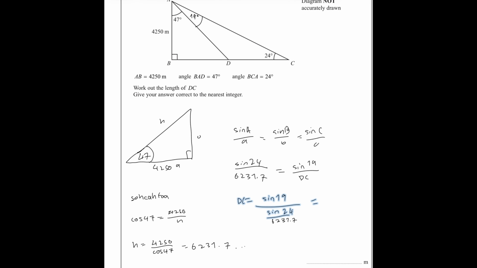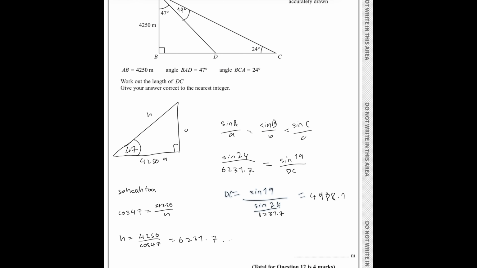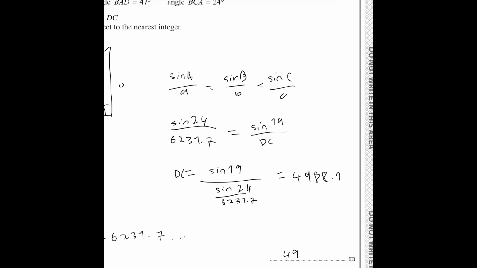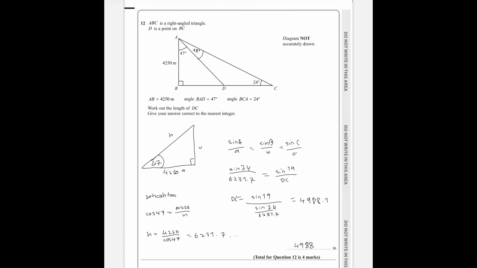Okay, give me a second to put this in the calculator. 4,988.1, and it wants it to the nearest integer, so just 4,988 should be fine.